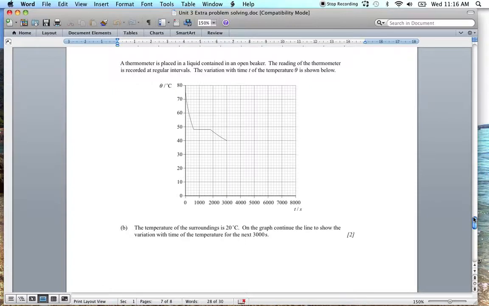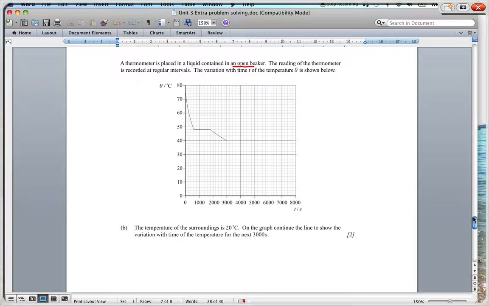Okay, now the second part of the question. A thermometer is placed in a liquid contained in an open beaker. The reading of the thermometer is recorded at regular intervals. The variation with time of temperature theta is shown below. So the temperature of the surrounding is 20 degrees. On the graph, continue the line to show the variation with time of the temperature for the next 3,000 seconds. So the surroundings is 20 degrees. So you would imagine that obviously this liquid can't go lower than 20 degrees.